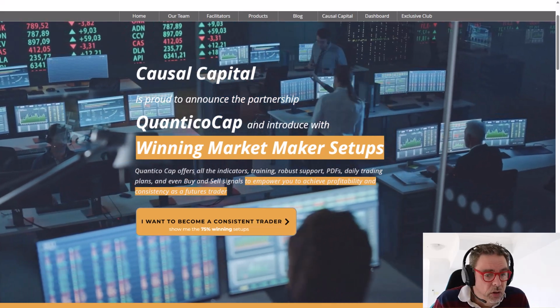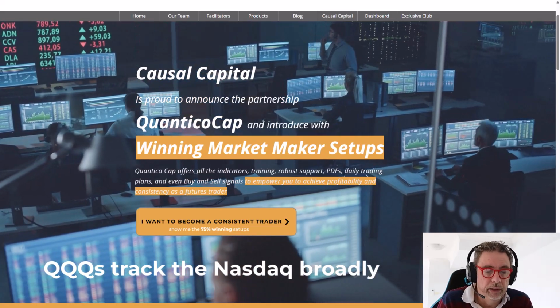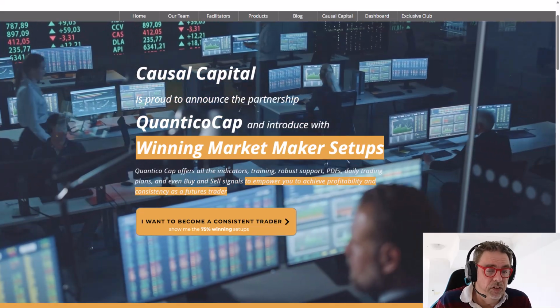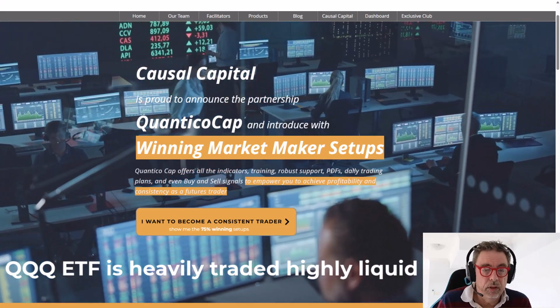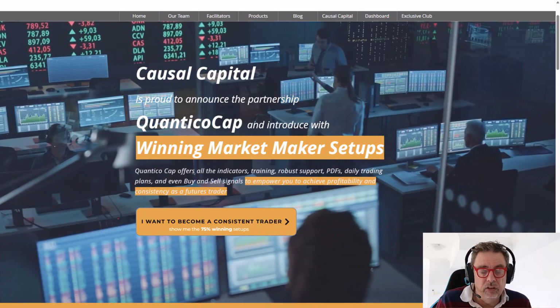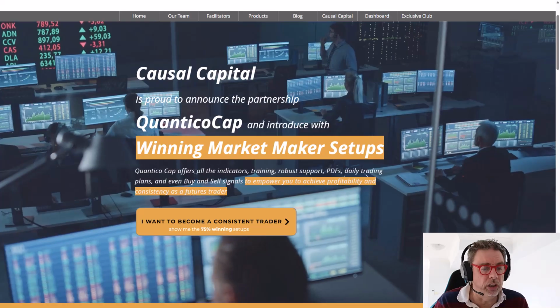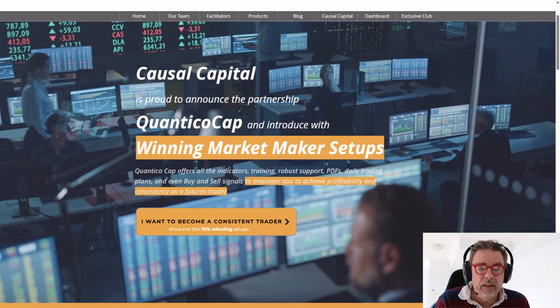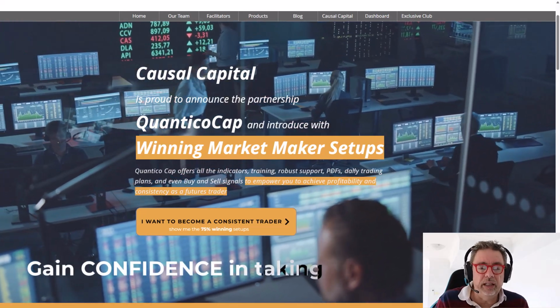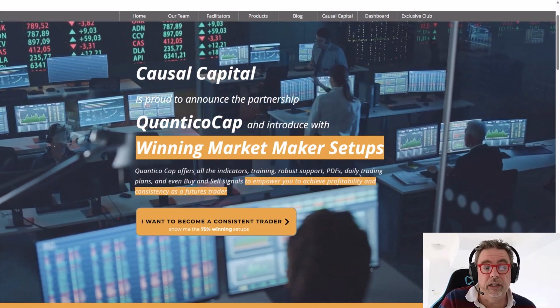For those that don't know, the QQQ tracks the NASDAQ futures more broadly, and the ETF is heavily traded each day. In this session, we're going to learn how a trader identifies probabilistic price levels using the Quanticocap dashboard and how we gain confidence in taking directional positions on the Qs as the US trading day plays out.